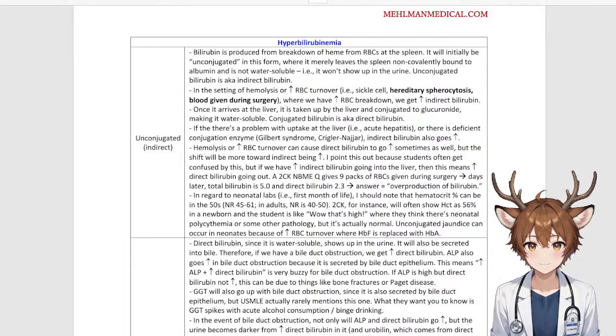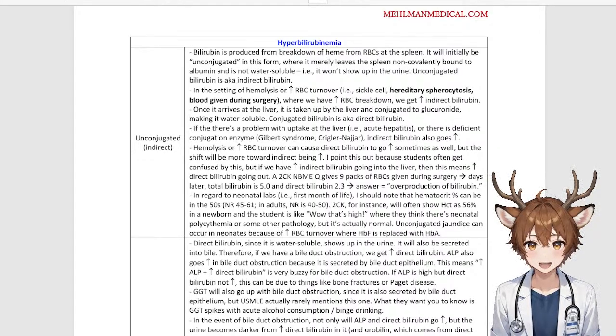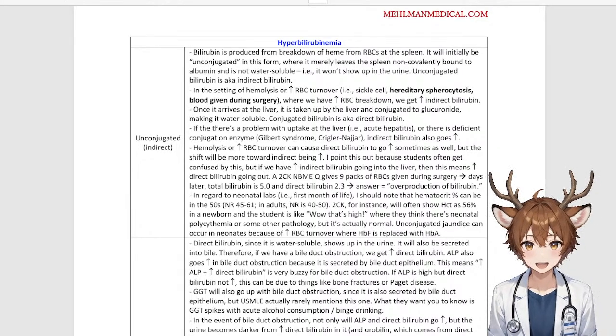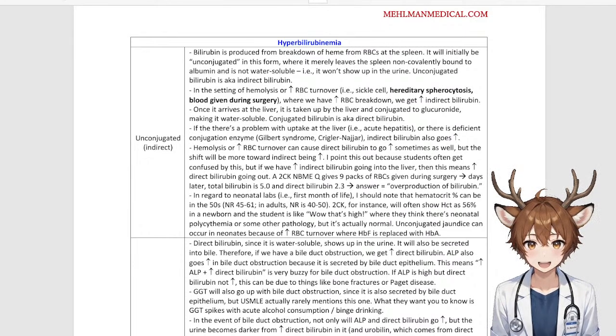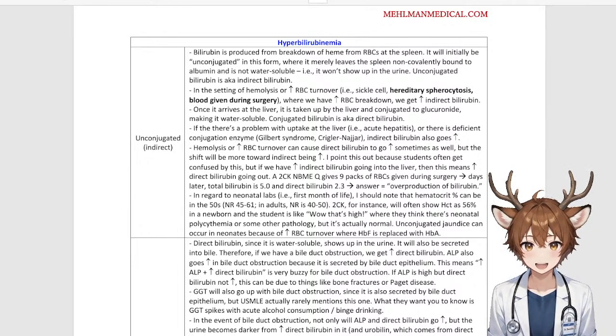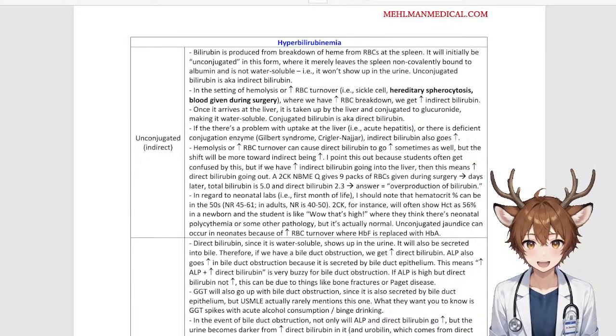If there's a problem with uptake at the liver, that is to say, for example, acute hepatitis, or there is a deficient conjugation enzyme like Gilbert syndrome or Crigler-Najjar syndrome, indirect bilirubin also goes up.